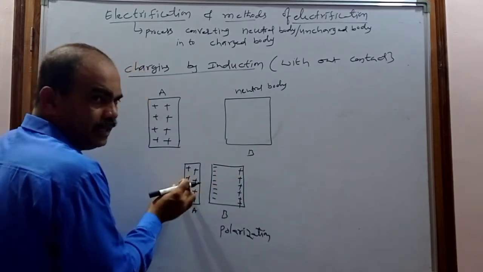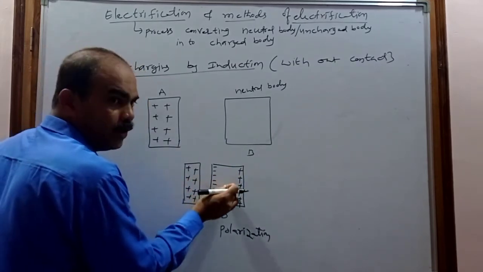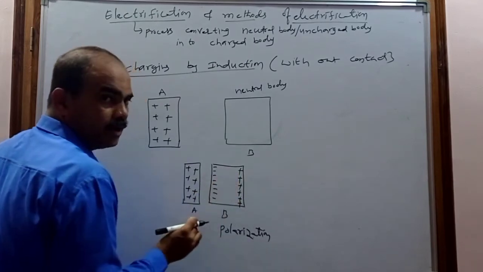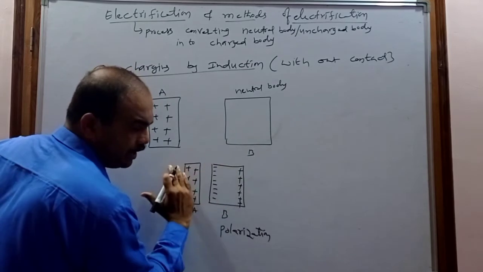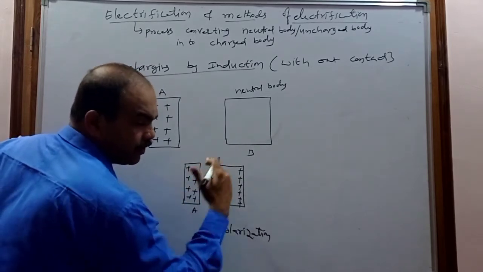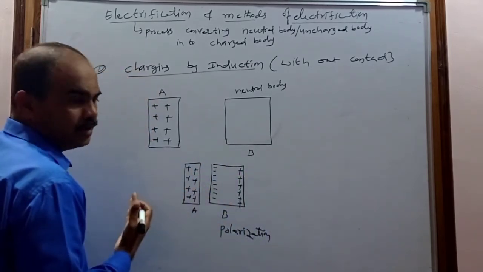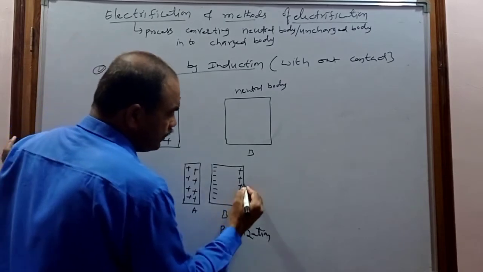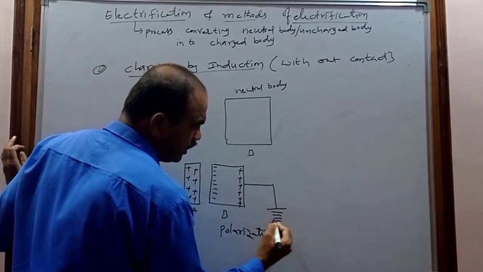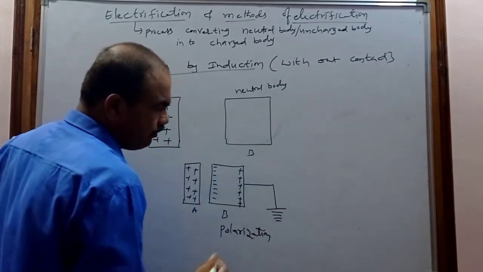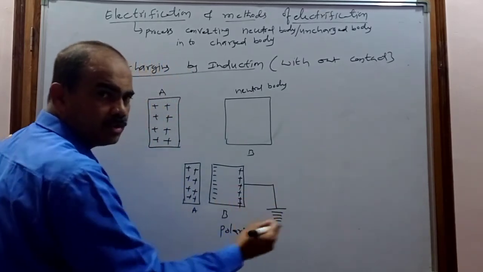Induction creates polarization inside the neutral body. So the negative charge comes to one end and the positive charge goes to the other end. Finally, if this body is connected to the earth, then what happens? Earth is a huge source of electrons.